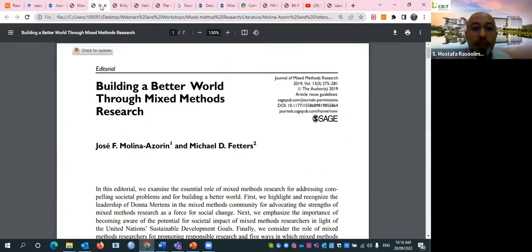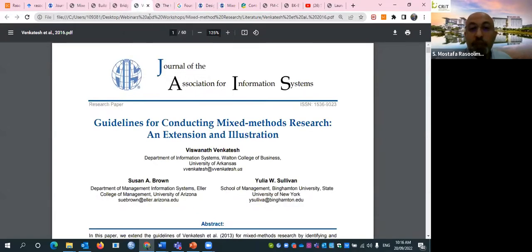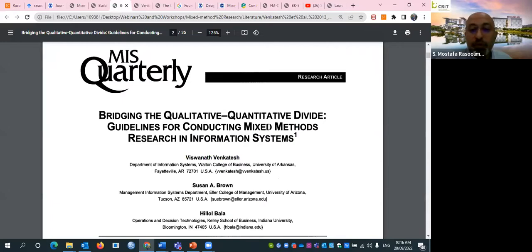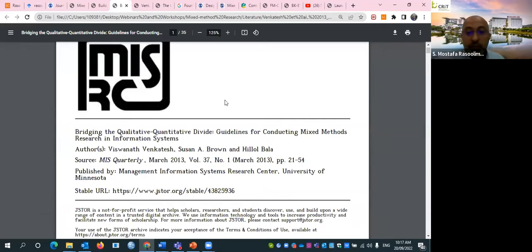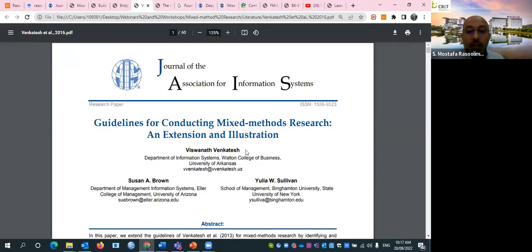Of course, there are many articles related to mixed method. Here I mention a few, and in my slide I also mention a few of these articles. This is one good article by Professor Venkatesh and his colleagues, Bridging Qualitative and Quantitative Research, published in MIS Quarterly in 2013. There is another paper by Venkatesh and his colleagues published in 2016, about mixed method research and guidelines for mixed method.